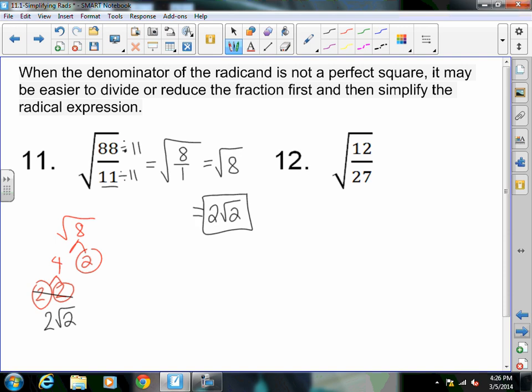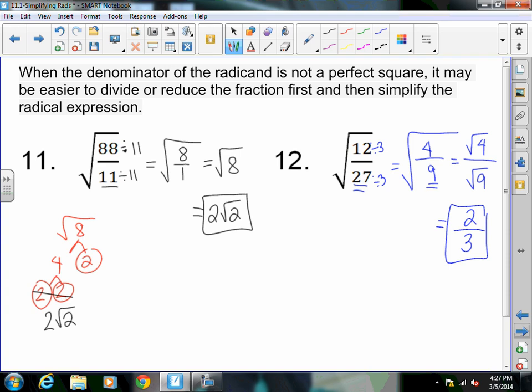Number 12. If you look at the bottom number, 27, if I square root that, it's not going to be a whole number. So let's go a different route. First, see if you can reduce, which I can divide these by 3. So then I have the square root of 4 over 9. Now, if I square root that bottom number, I am going to get a whole number. Square root of 4, if you plug it in, is 2. Square root of 9 is 3. So your answer is 2/3.